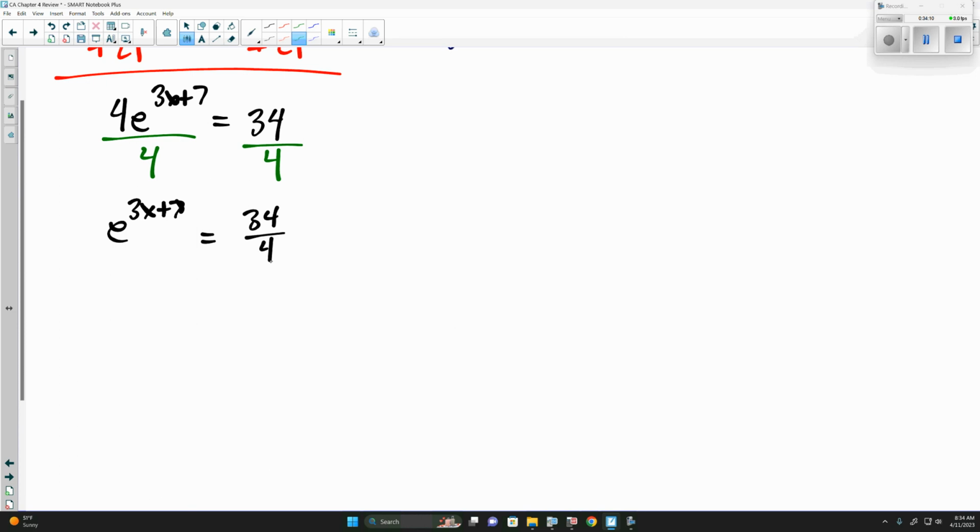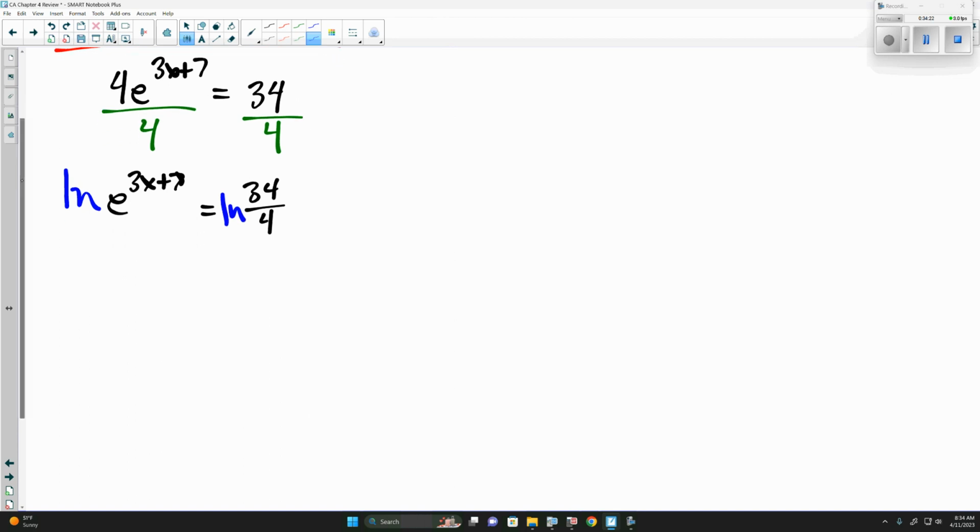So for problems like this here where we have just one exponent, we get it by itself first. And after we get it by itself, we apply the appropriate logarithm to both sides. Here, we're going to use ln, because according to our power property, we can move the exponent out front, telling us that we have 3x plus 7. But luckily for us, ln of e is 1. Is equal to ln of 34 over 4.